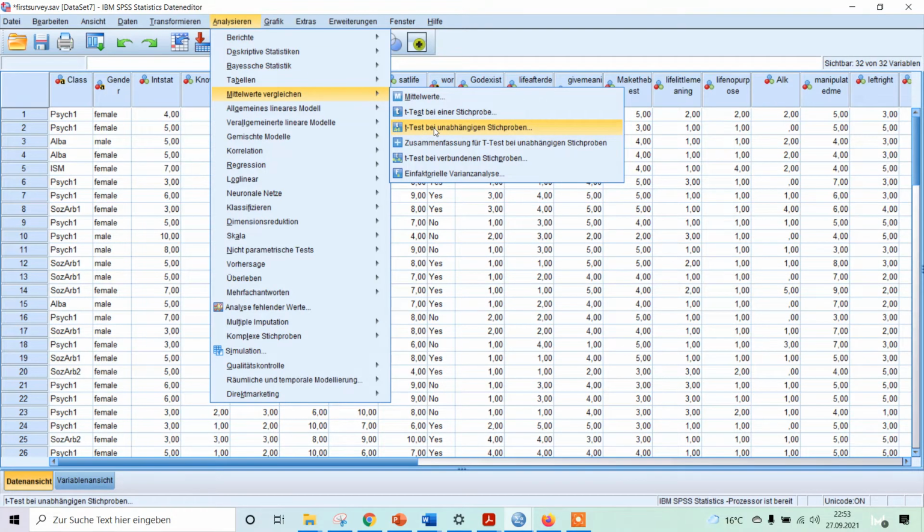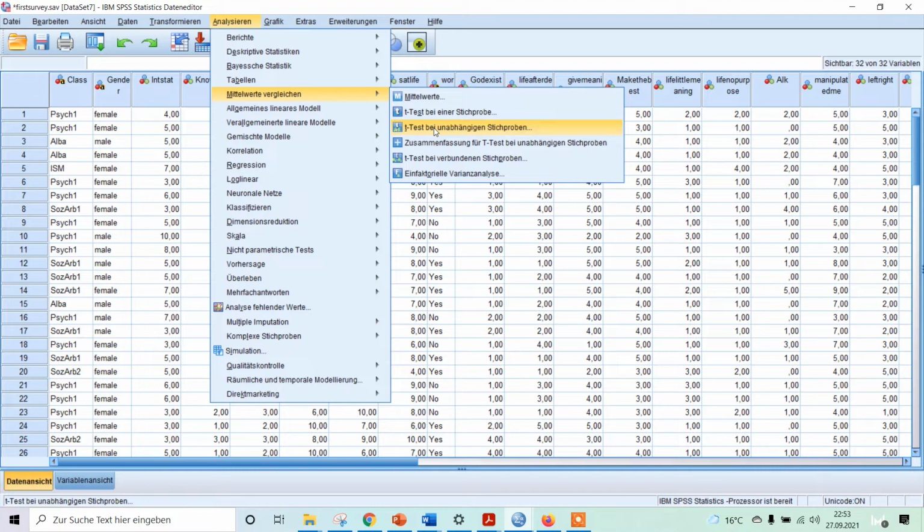"T-test bei unabhängigen Stichproben" is a German expression for t-test for independent samples, because we split our whole sample into two samples, one for the males and one for the females, and these two samples are independent from each other. A dependent sample would be if we compare two variables with the same persons. For example, if we have the hypothesis those who have a higher interest in statistics already know more about statistics, there we would have to apply the t-test for dependent samples.